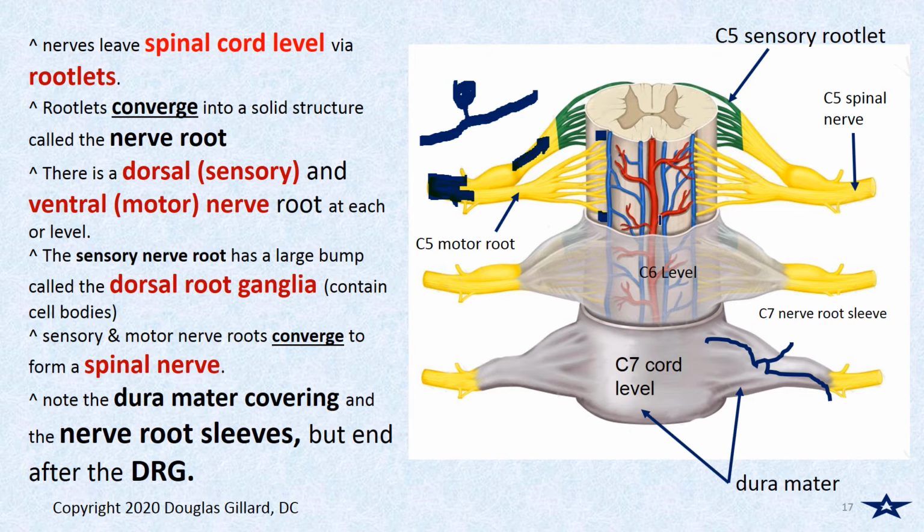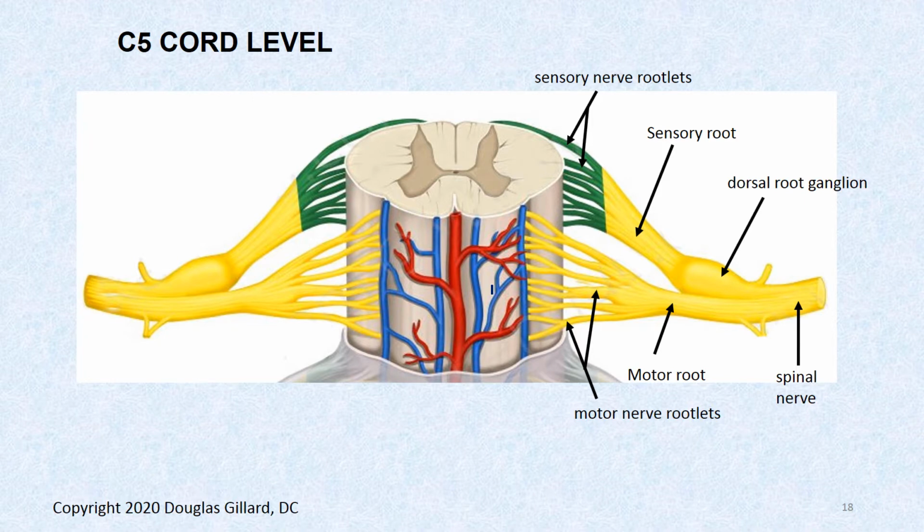Right. The other concept here, just imagine this is all filled up with cerebrospinal fluid. See how the cerebrospinal fluid would go all the way out right to here, and that's the end of the cerebrospinal fluid. No cerebrospinal fluid. The spinal nerve is not surrounded by cerebrospinal fluid, but the dorsal root ganglia and the motor root are still surrounded by cerebrospinal fluid.